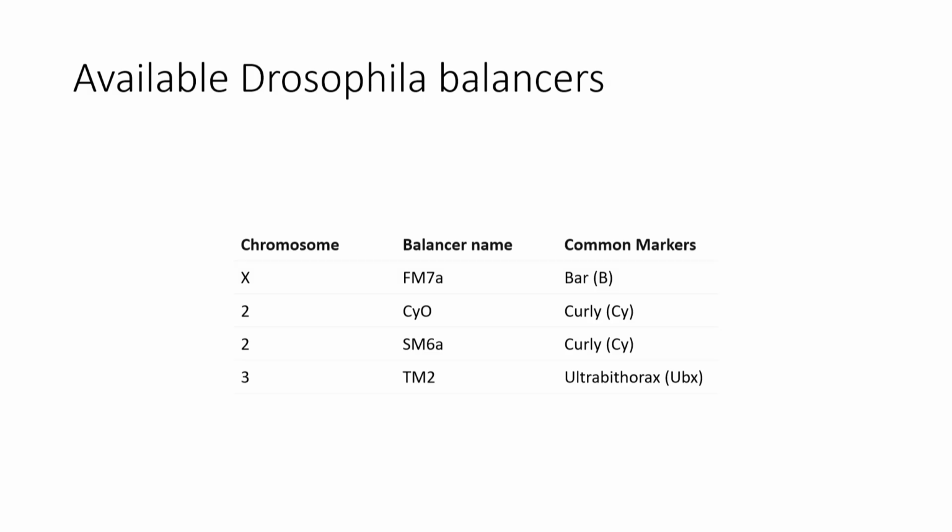These are called balancers. So inversions are used as balancers and there are different balancers. One is of the X chromosome, second chromosome, this is also of the second chromosome, this is of the third chromosome. These have the inversion, and within the inverted region, if there are genes for which you want to keep the two mutations together, you can keep them without any problem.